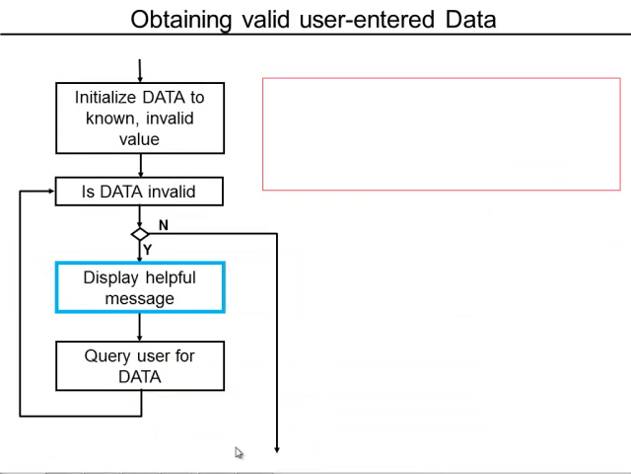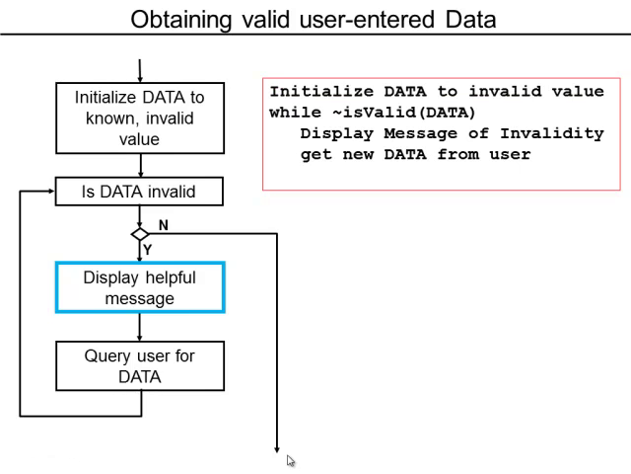So if we insert a message here, we can see one approach to do this. Initialize the data to a known invalid value. If the data is invalid, display a message and query the user for another entry and keep going through this loop. Every time they enter invalid data, give them a message. Finally, at some point, they enter valid data and you move out to the rest of the program flow. Here's the loop for this.